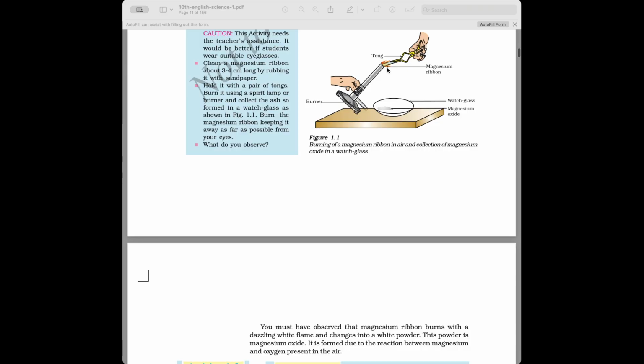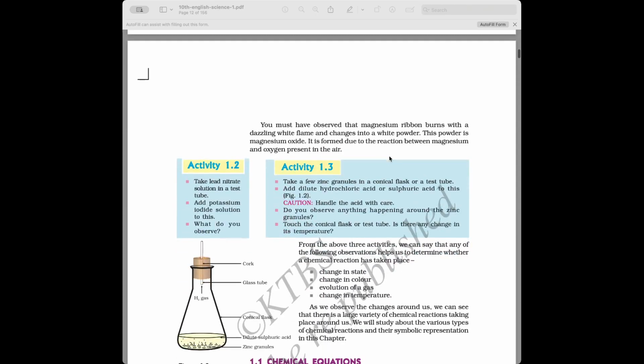Whatever magnesium ribbon we had burns, reacting with the oxygen while burning, and the ashes that we get are nothing but magnesium oxide. So there is a change in state. This powder is magnesium oxide. It is formed due to the reaction between magnesium and oxygen present in the air.